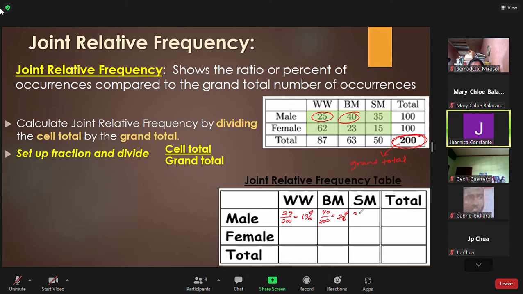Next, we have 35 divided by 200, which is equal to 18%. Then 100 divided by 200, since our total here is 100, so we will be having 50%.